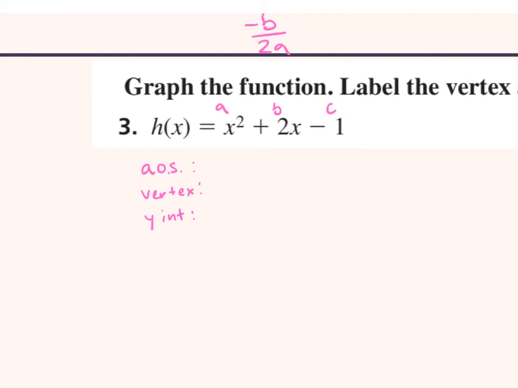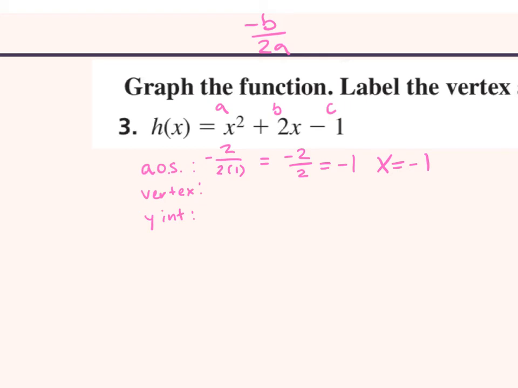So we get our A, B, and C from our coefficients in our function. We plug in our B and our A. So we have negative 2 over 2 times 1. This would be negative 2 over 2, which simplifies to negative 1. So our axis of symmetry is x is equal to negative 1.